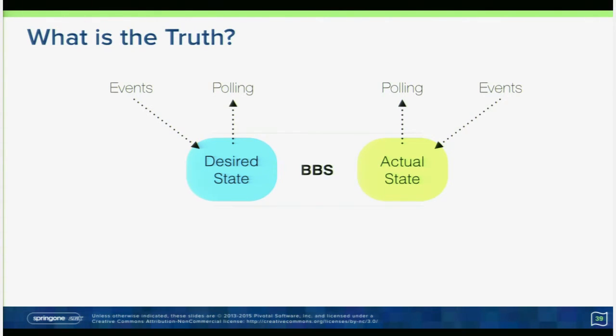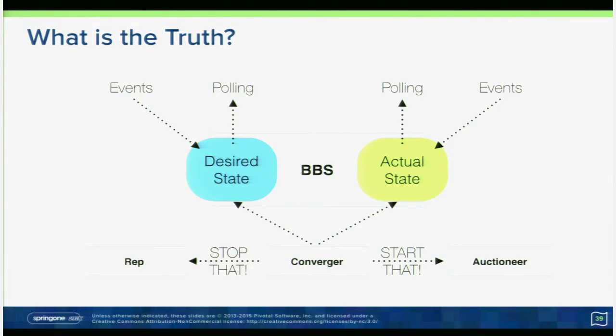And so then the thing that actually kicks this whole orchestration mechanism into action is called the converger. What's the converger's job? The converger's job is to make the actual state look like the desired state. And it does that two primary ways. It tells the rep to stop doing things, and it tells the auctioneer to start doing things. And this is how everything works. This is how, when you push an app to Cloud Foundry, it actually ends up running on Cloud Foundry.